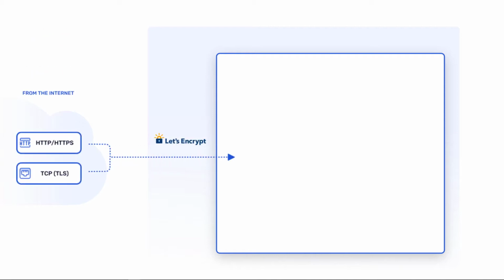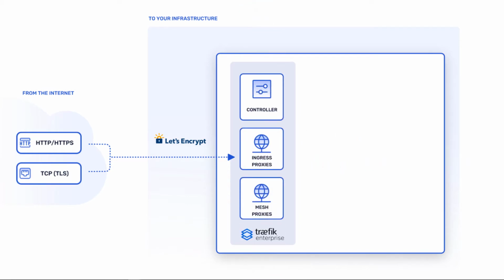Let's take a deeper look at some of these features. Traefik Enterprise runs as a gateway to your infrastructure platform, securely routing traffic from the web and between your applications. It's elegant in its simplicity, being composed of three components: ingress proxies, mesh proxies, and controllers.